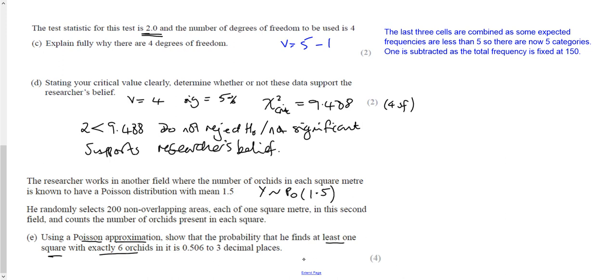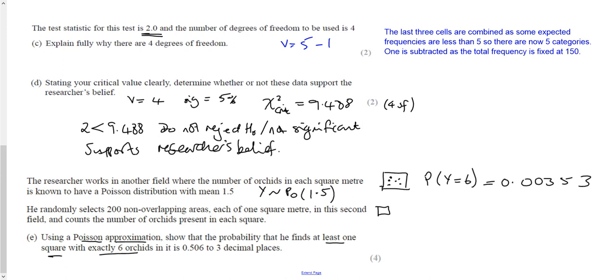So there's two things going on here. First of all, we want a square to have exactly 6 orchids in. So this is going back to looking at one square, and that comes from a Poisson distribution of 1.5. So the probability of having exactly 6 orchids in a square is the probability Y is 6, and using your calculator you can get that that's 0.00353.